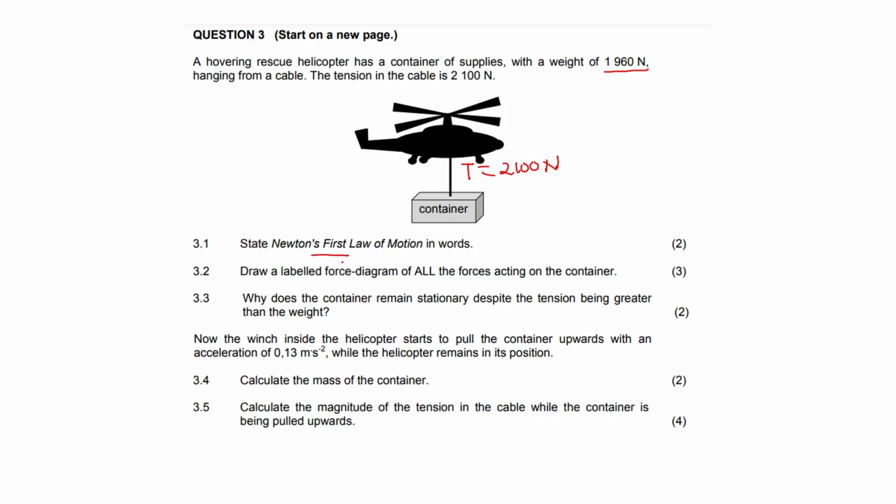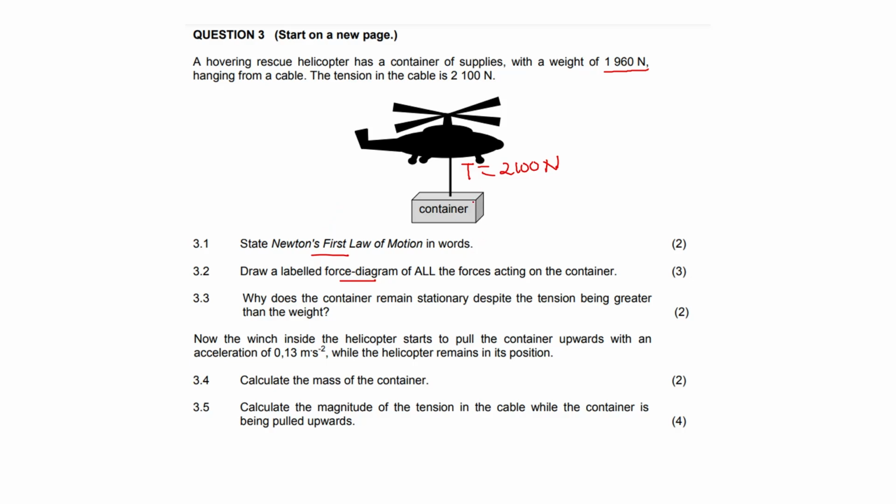A body that is at a state of rest or constant velocity will remain in that state unless a non-zero resultant force acts on it. 3.2. Draw a labeled force diagram and show all the forces acting on the container.